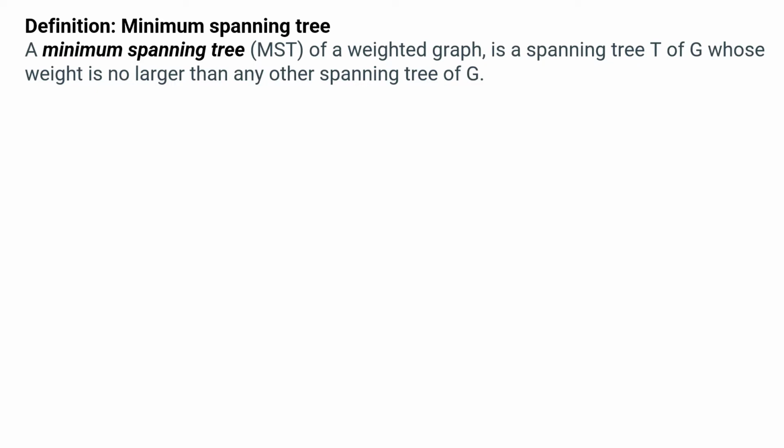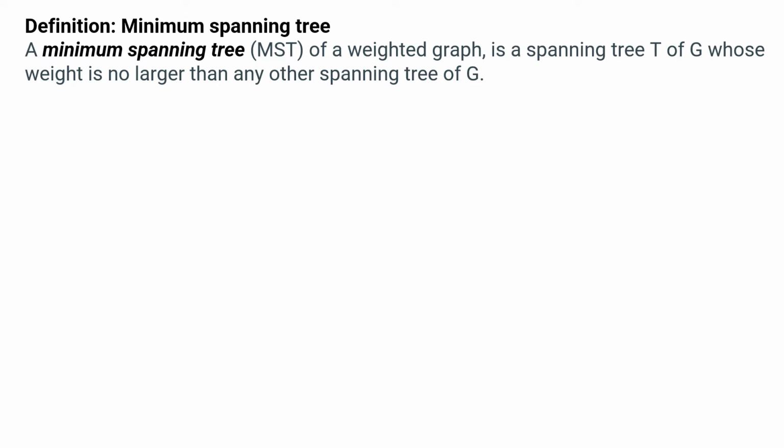So now we can talk about a minimum spanning tree. A minimum spanning tree of a weighted graph is a spanning tree whose weight is no larger than any other spanning tree of the graph. You might have expected them to say the minimum spanning tree is a spanning tree whose weight is the smallest of any of the other spanning trees.